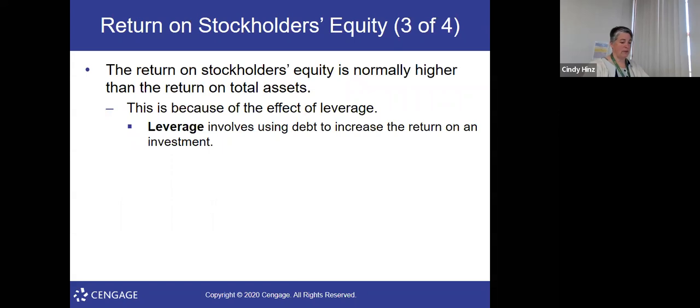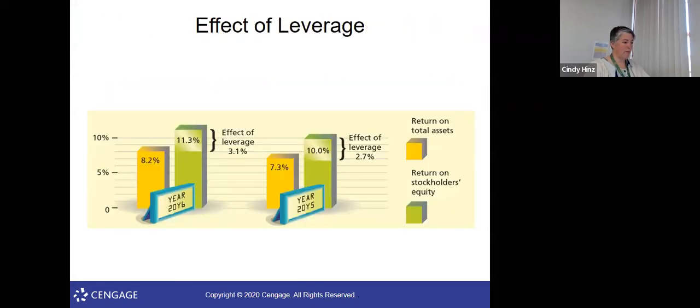I've already talked about leverage, so we don't need to belabor that point. But I have already explained to you the concept of leverage and how it can magnify or increase the earnings for the stockholders by taking on debt with a set return or a set interest rate.